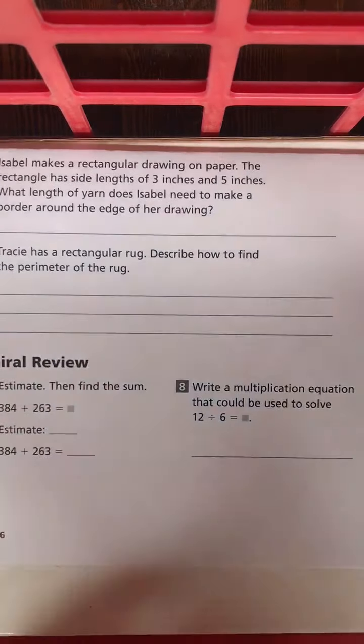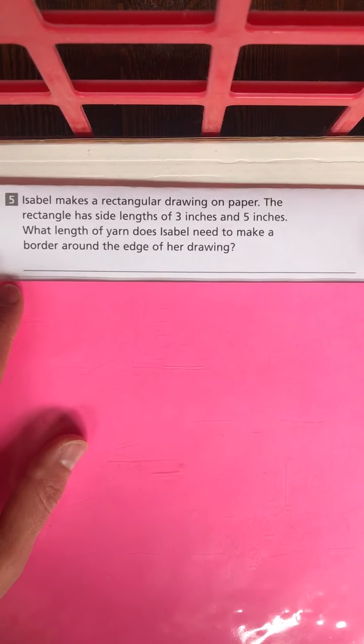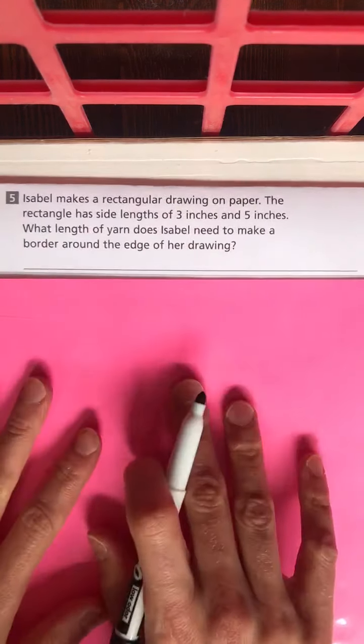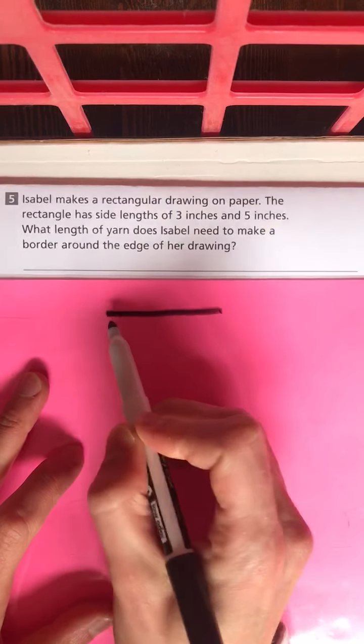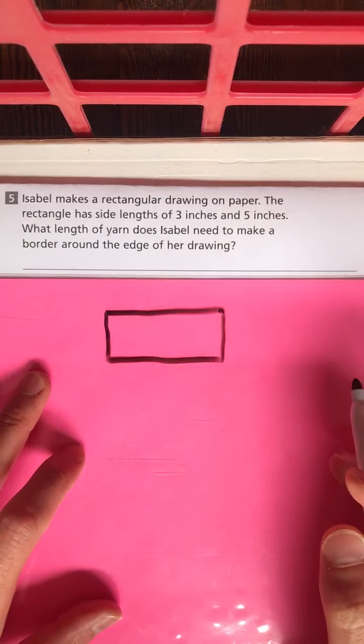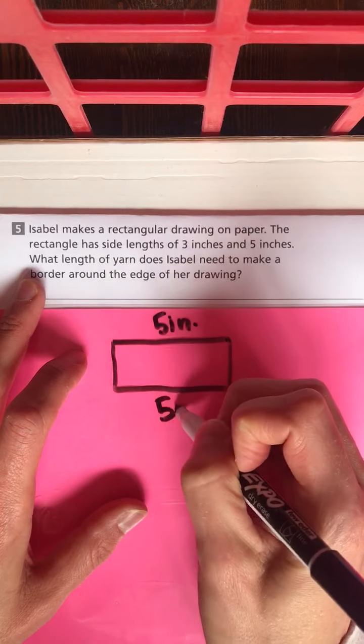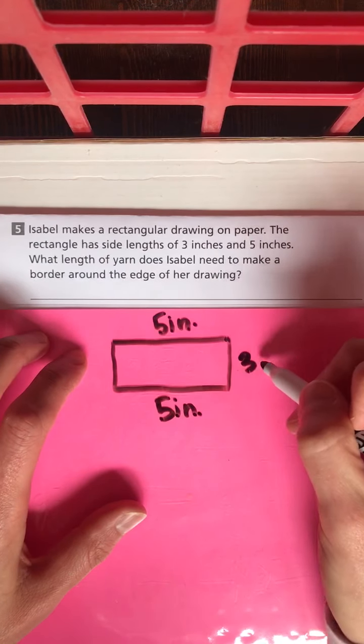Okay. Number 5 says that Isabel makes a rectangular drawing on paper. The rectangle has side lengths of 3 inches and 5 inches. What length of yarn does Isabel need to make a border around the edge of her drawing? So friends, I'm going to ask that you pause the video and draw a picture that shows Isabel's rectangle. When you're ready, press play. Okay, friends, great job. I'm going to do mine on here since I don't have a lot of room. So I'm going to draw a rectangle, and I'm going to label it 5 inches. Remember, the opposite sides are equal, and 3 inches.